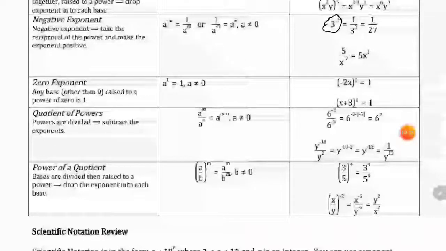For our next example, we have y to negative 10 over y squared. This is y negative 10 minus 2, which is y to negative 12. We don't like having negative exponents, so we're going to flip over 1 over y to the 12.